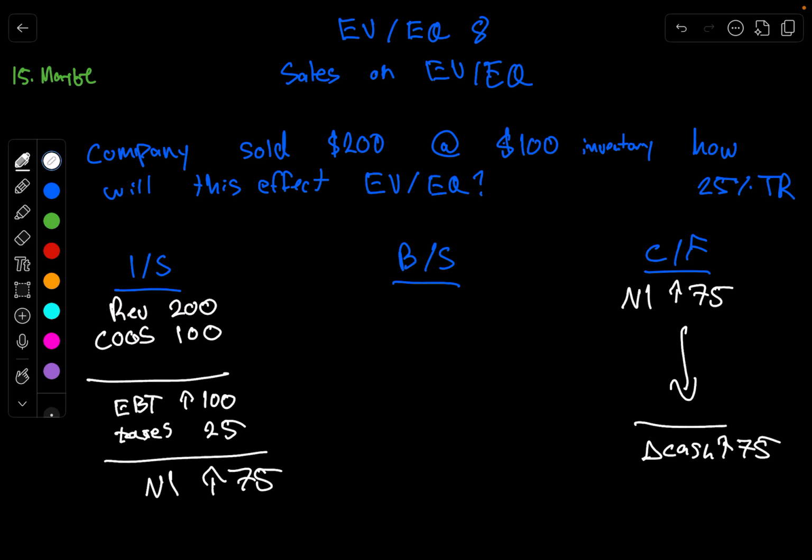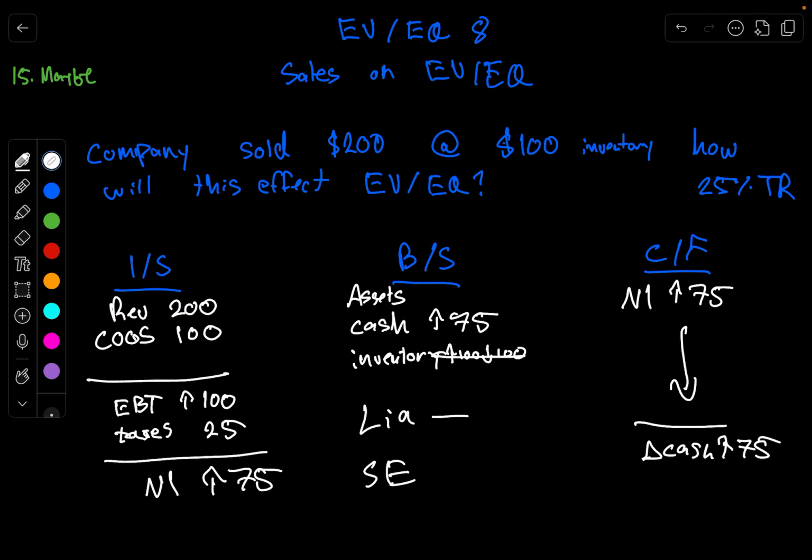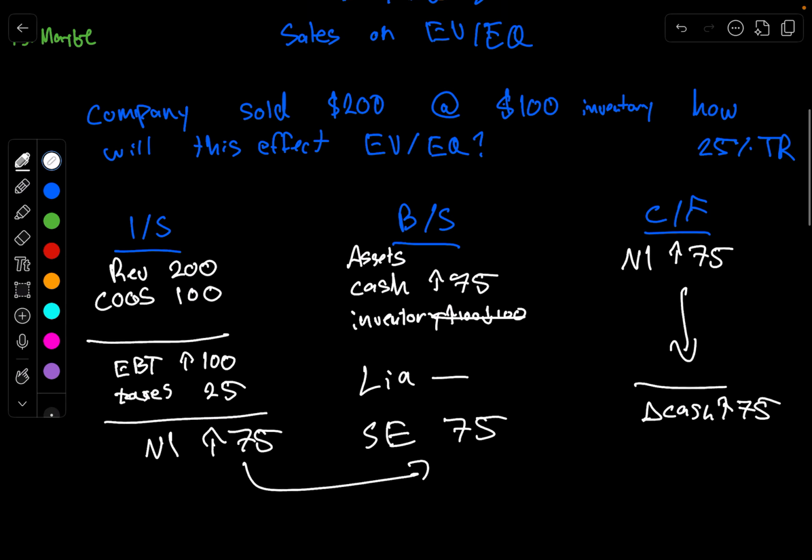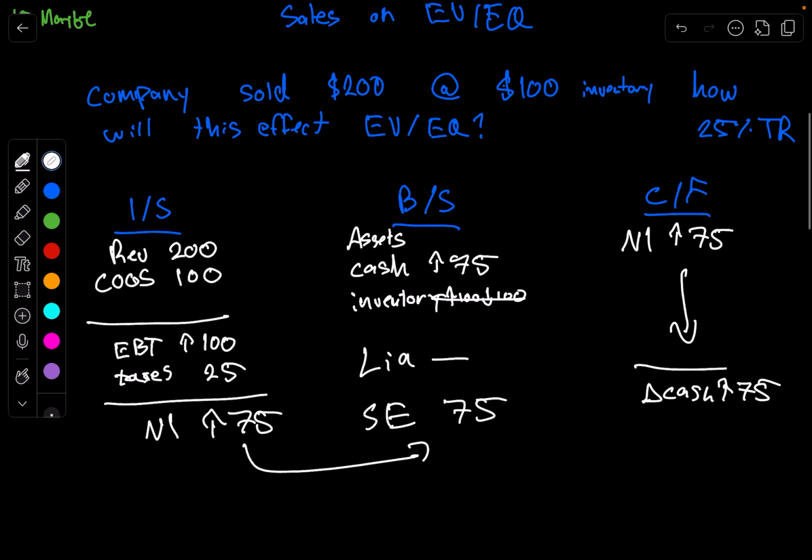So now on our balance sheet, we have our assets. Our cash is up by 75. In terms of our inventory, that first went up by 100, now it's down by 100, so this is flat. And then our liabilities, no change there. And our shareholders' equity is up by 75. So let's see, how does this affect our enterprise value and our equity value?